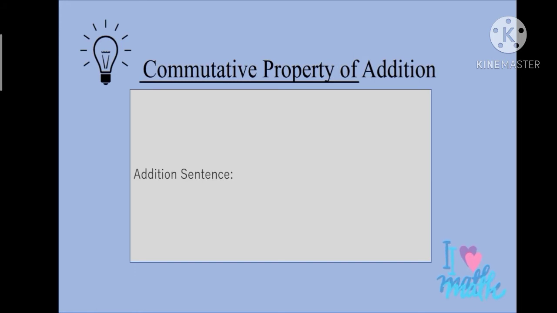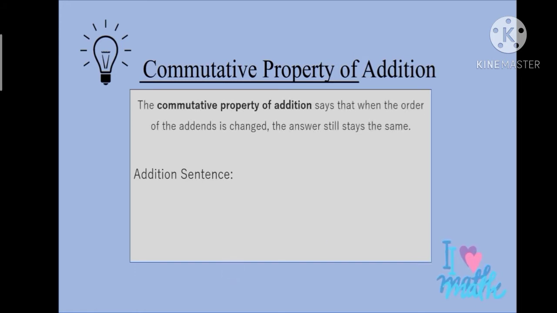The next one is the commutative property of addition that says when the order of the addends is changed, the answer is still the same. For example, we have 15 plus 5 is equal to 5 plus 15. So 15 comes first as the addend, and on the other side 15 comes last. But if you will see, 15 plus 5 is equal to 20, and 5 plus 15 is still equal to 20. So even though the order of the addends changed, they still have the same answer.